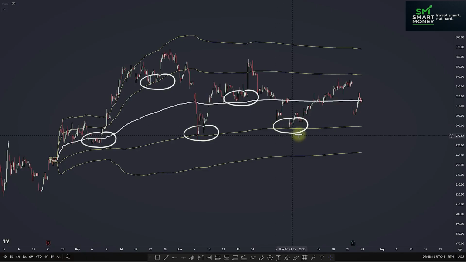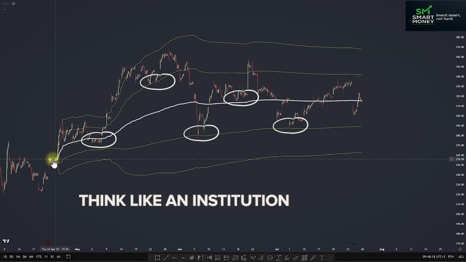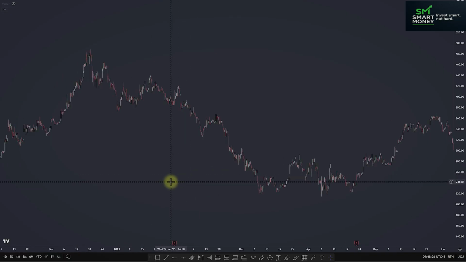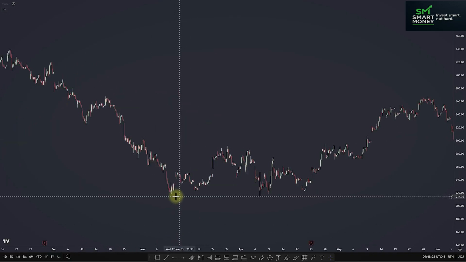The key takeaway is this: think like an institution. They don't care about arbitrary time periods. They care about information events. Anchor your VWAP to the same events they do.